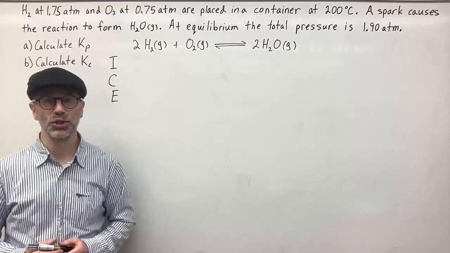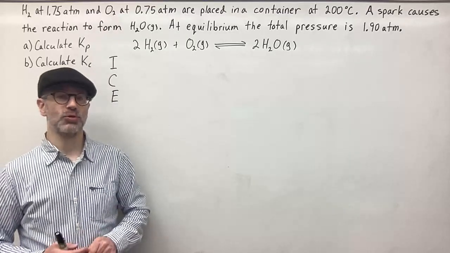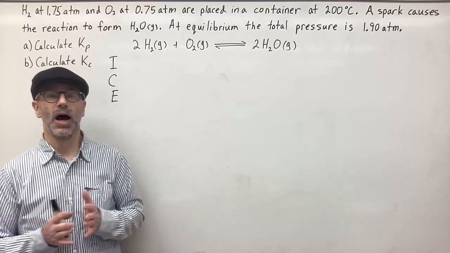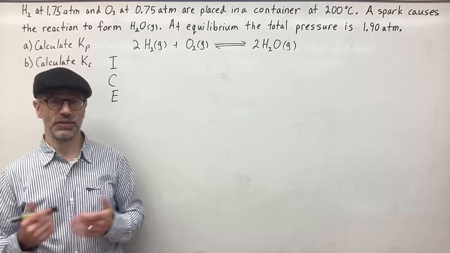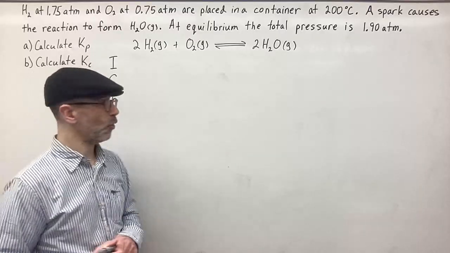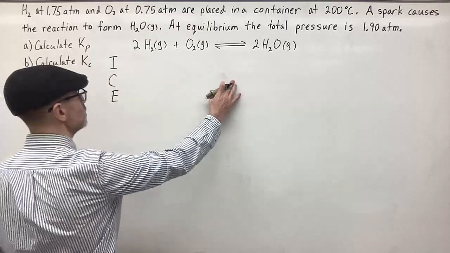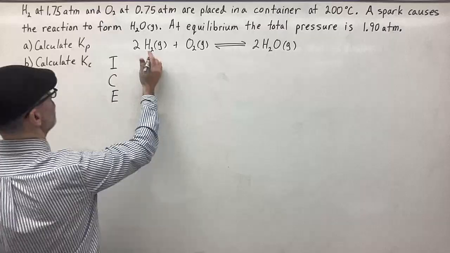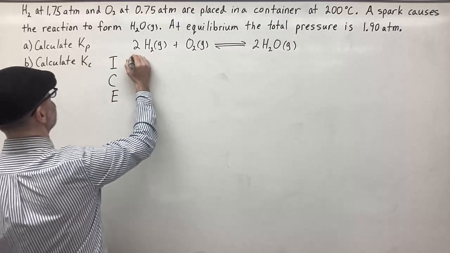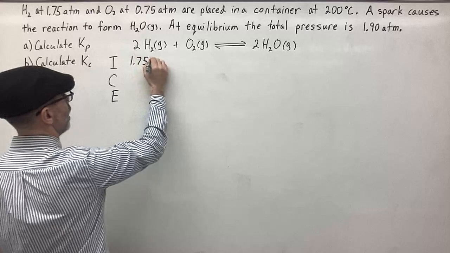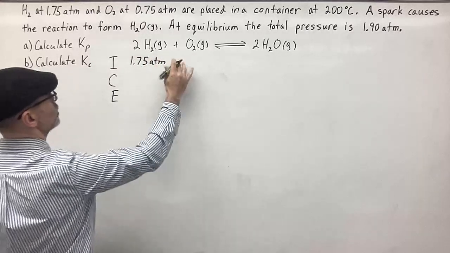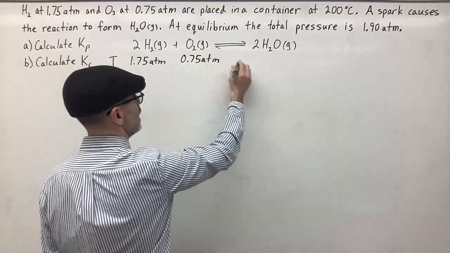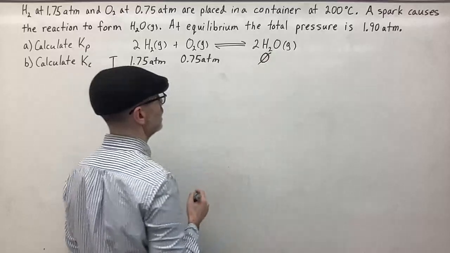So the first thing we need to do is do an ICE table because we're told it's at equilibrium and they're giving us the initial condition. So let's find the equilibrium expressions for each of the species in terms of x. We're going to start with our equation, and we've got our ICE table. The initial conditions we have for H2 are 1.75 atmospheres. For oxygen, we have 0.75 atmospheres, and we don't have any product to begin with.